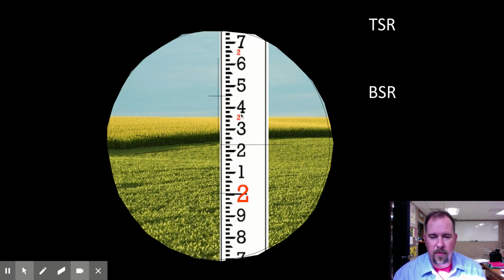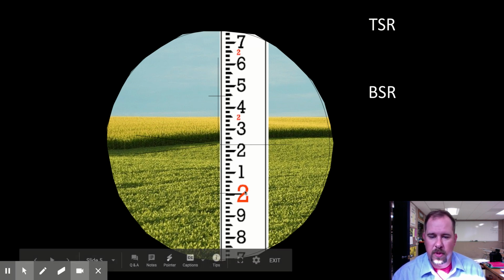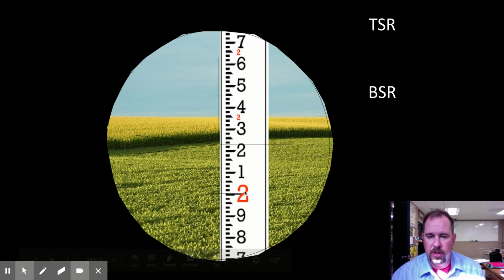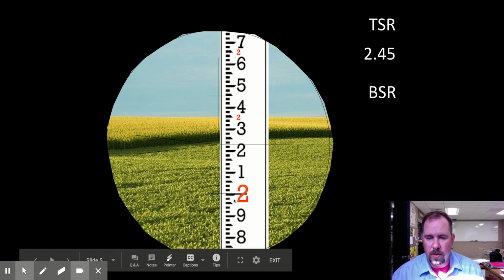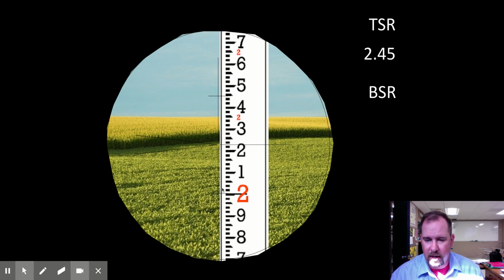If we go back to how to read a rod, we look at the red number, which is 2, and the next black number underneath, which is 4, so 2.4, and then that arrow signifies the hundredths place of 5. So 2.45 is our TSR. Then we come down here and do the BSR, this bottom stadia wire, and that will be 2.00, two feet even. It's pretty simple. We'll go to the next slide and do the math.